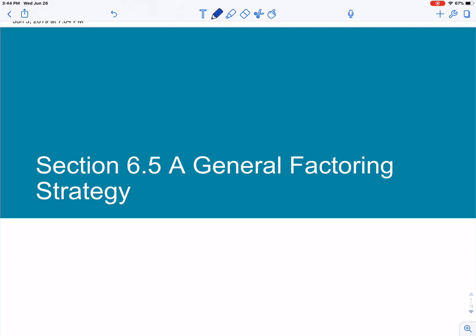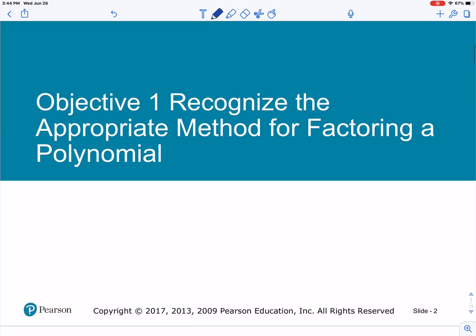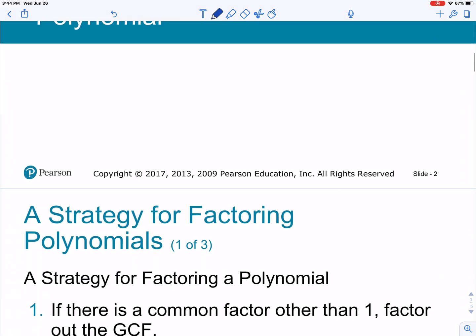Okay, so section 6.5, a general factoring strategy. This just puts everything together that we've been talking about in the first part of chapter 6. Objective 1 is to be able to recognize the appropriate method for factoring. So you're thinking to yourself, how am I going to attack this problem? How am I going to factor it?